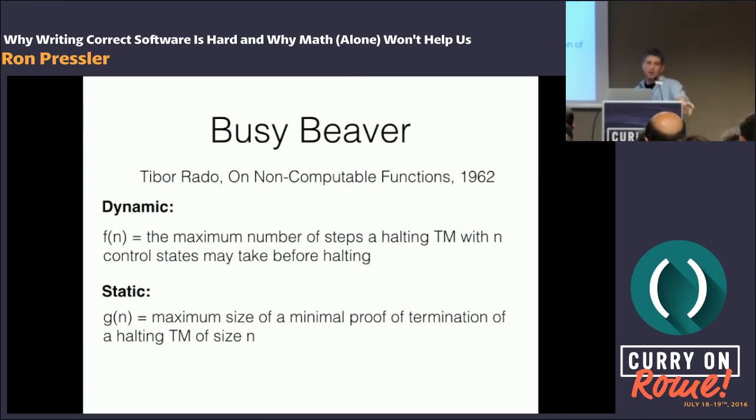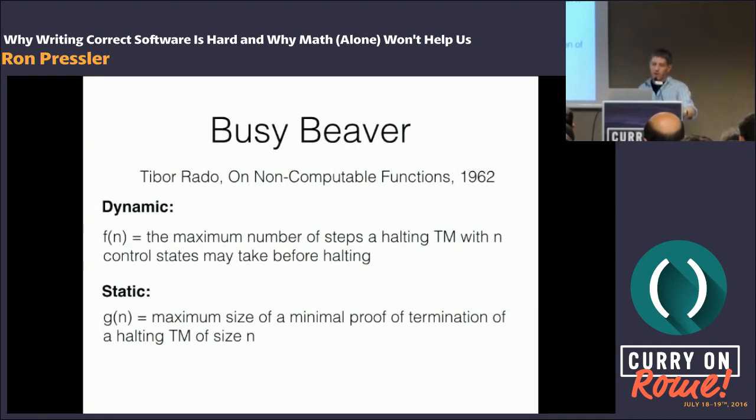So this corollary of the halting theorem captures this fact. There is no computable function tying the size of a program to the difficulty of proving that it terminates, regardless of whether we're interested in a dynamic proof technique or a static proof technique.